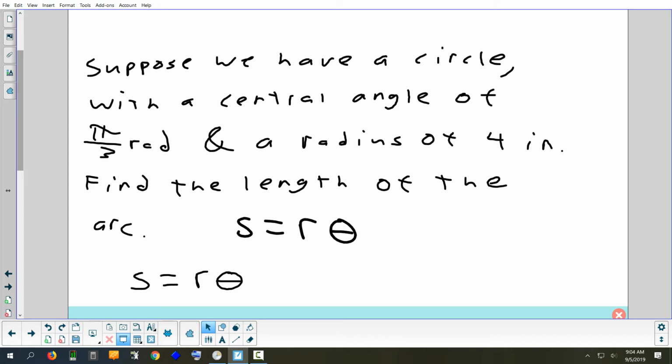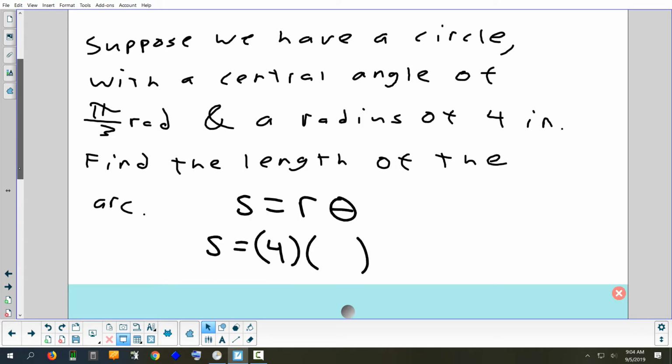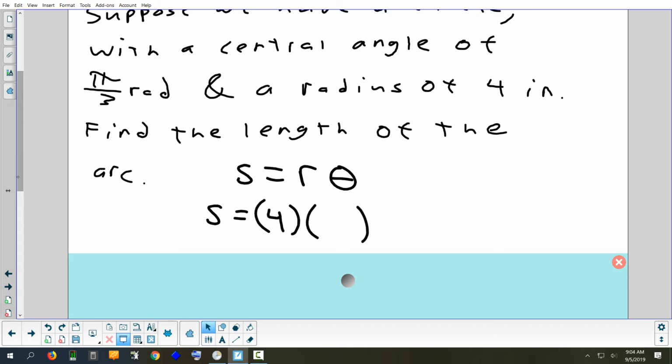Okay, so I already wrote it. So we're solving for S. And first thing I need is my radius. Max, what's my radius here? 4. Yep. Radius is 4. And Brianna, what's my angle? The theta thing? Yep. What am I gonna plug in for theta?